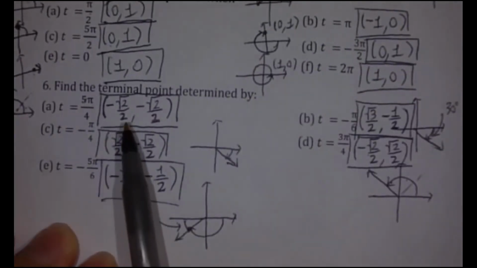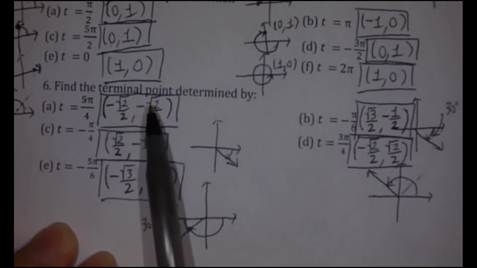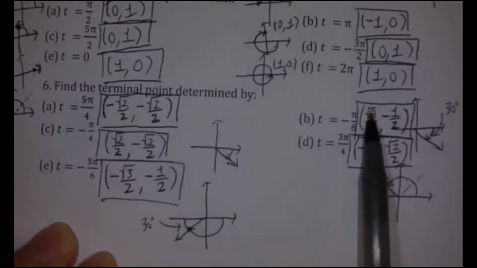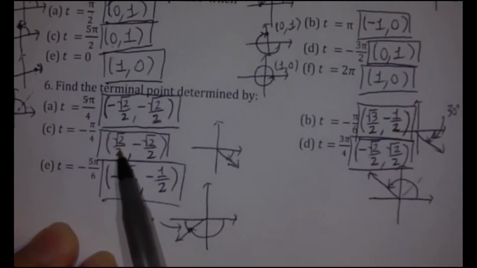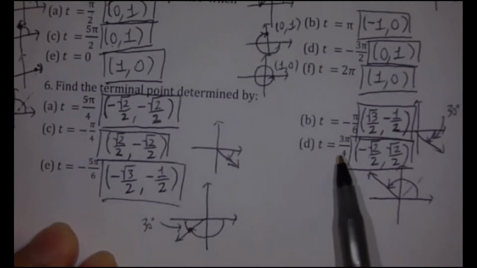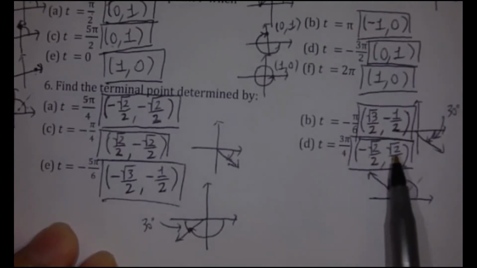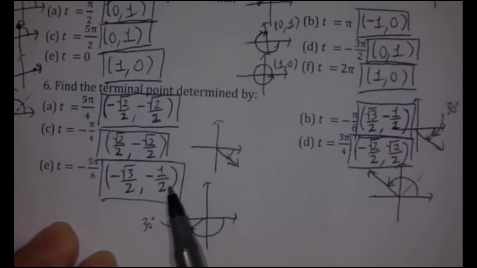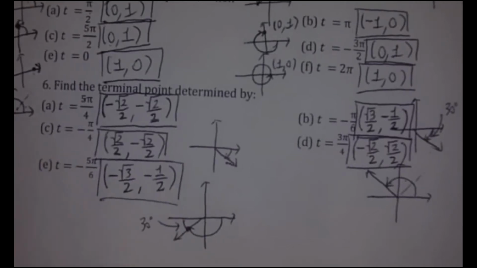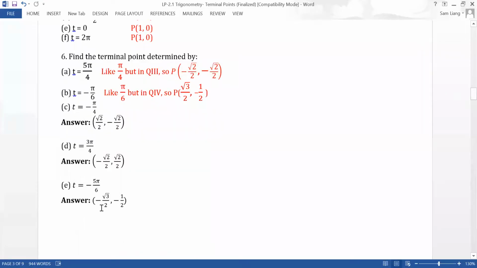Okay, so just to recap, negative root 2 over 2, negative root 2 over 2 for A. Part B is root 3 over 2, negative 1/2. For C, it's root 2 over 2, comma, negative root 2 over 2. Part D is negative root 2 over 2, comma, root 2 over 2. Part E is negative root 3 over 2, comma, negative 1/2. Okay, and let me show you the actual answers on the lesson because it's easier to see. And that's right over here. Okay, so these are your answers for number 6.